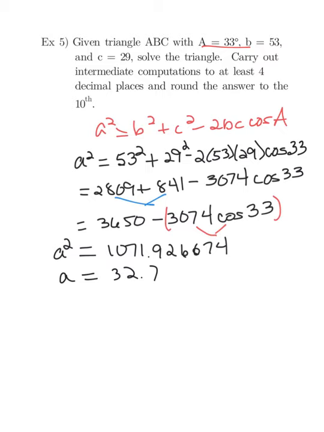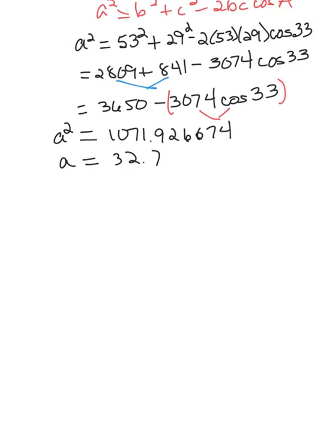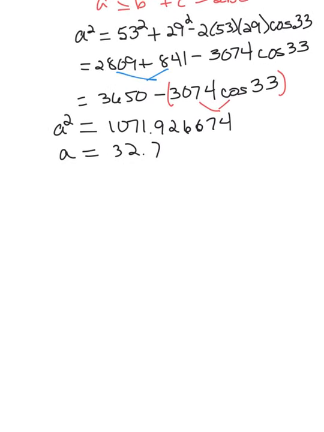So I'm going to do that, and I'm just going to go alphabetically and find angle B. If I'm finding angle B, then the version of the law of cosines that I need to use is b squared equals a squared plus c squared minus 2ac times the cosine of angle B.